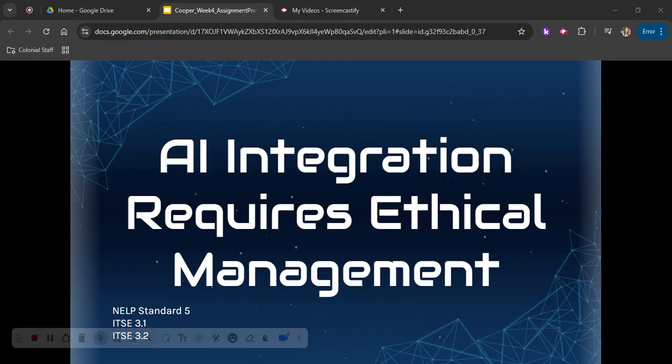In conclusion, there are advantages and disadvantages to integrating AI and data analytics in the classroom. We may responsibly utilize AI's potential by proactively addressing ethical issues with privacy, bias, and transparency, as well as putting policies in place that guarantee equity and community involvement. The significance of the ethical management and technology integration is emphasized by these initiatives, which are in line with NELP Standard 5 and the ITSE standards for educational leaders.